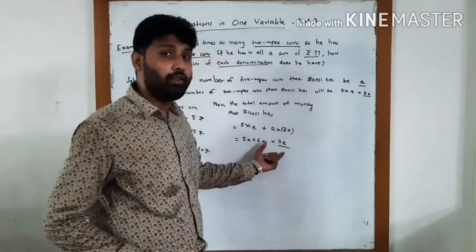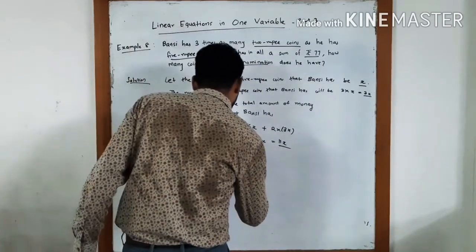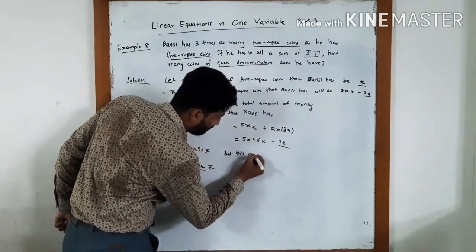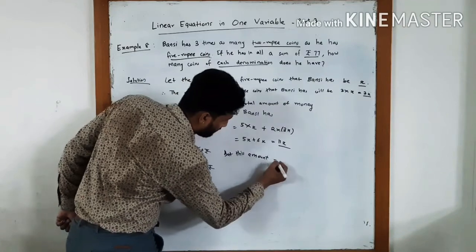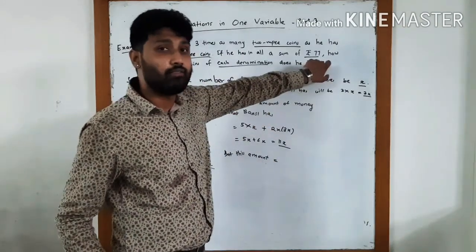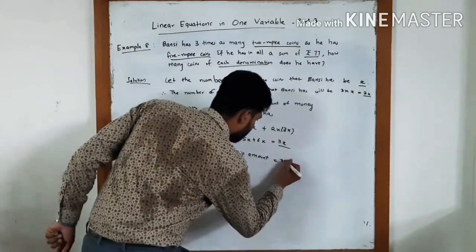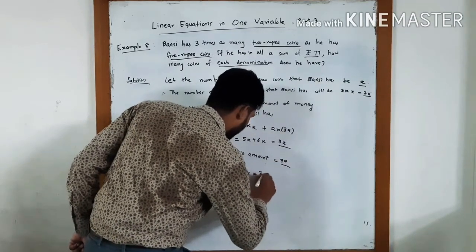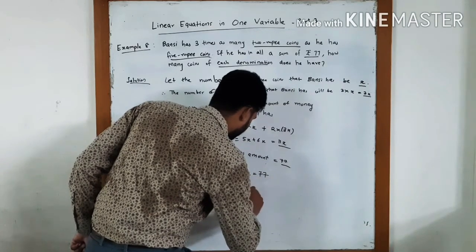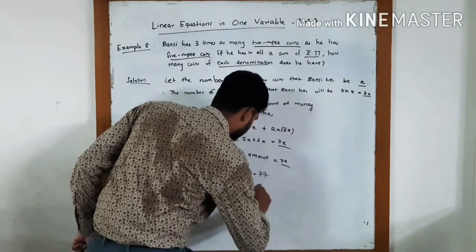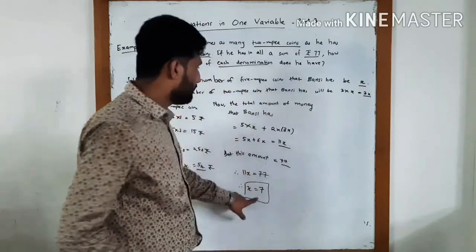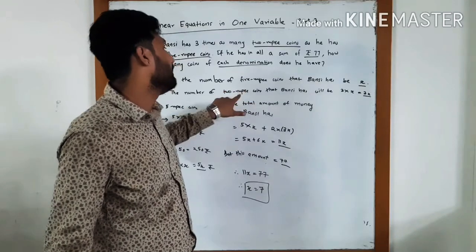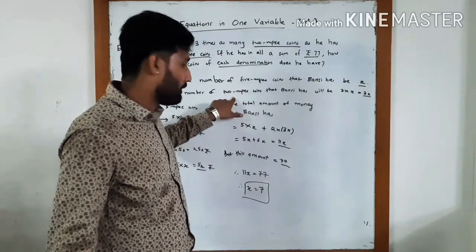He has 11x rupees. But this amount equals how much? 77 rupees. Therefore, we have 11x is 77. Therefore, x is equal to 7. Which means he has 7 5 rupee coins and 7 into 3, 21 2 rupee coins.